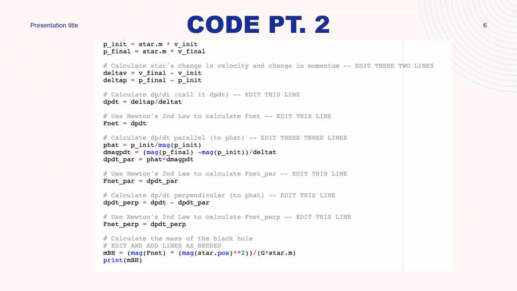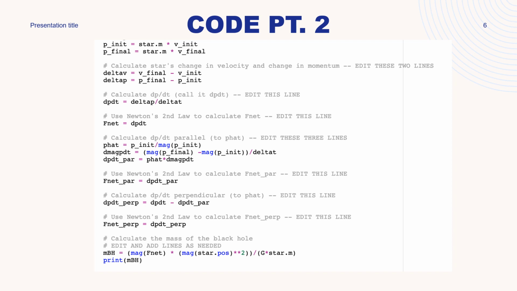In this code, we found P initial, P final, delta V, delta P, dp/dt, Fnet, and we also found Fnet parallel and Fnet perpendicular. So we multiplied the star mass times V initial to find P initial and P final. And we also did delta V and delta P. So we did V final minus V initial, and then we did P final minus P initial. And so we did delta P over delta t to find Fnet. And so we calculated the parallel and the perpendicular also.